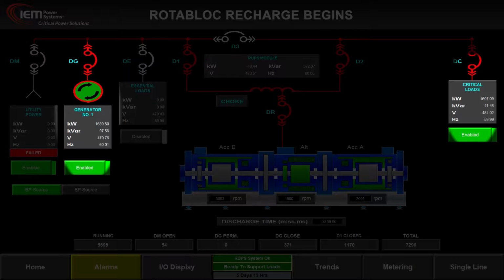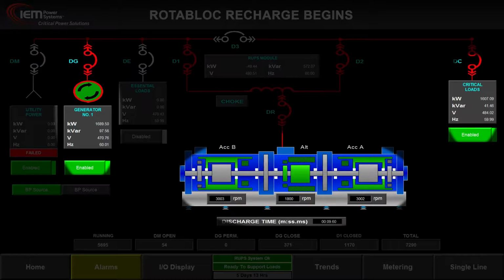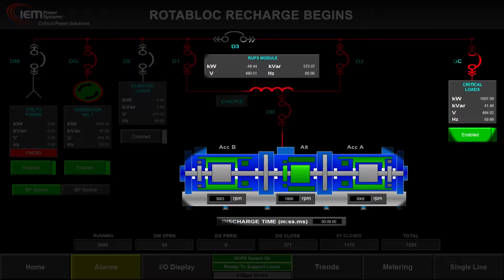The critical load remains fully supported by the diesel engine genset. The Rotabloc is recharged using surplus genset power. The accumulators will be fully charged after approximately 8 minutes. The RUPS continues to condition the power to the critical load.